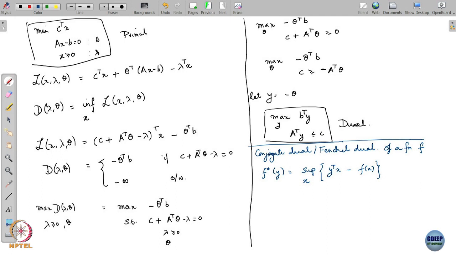So, you subtract f from a linear function whose slope is the parameter that you control. The slope here is y. You subtract f from this linear function and you look at the maximum value that you can get with a certain slope. So, what is the maximum departure of this function from a linear function? And you study that as a function of the slope. That quantity is called the dual function. Now, the dual function d was always concave, while this f star is always convex.